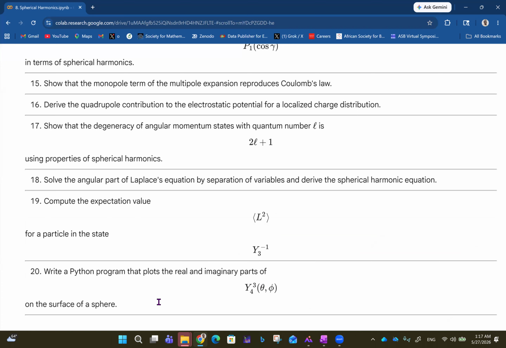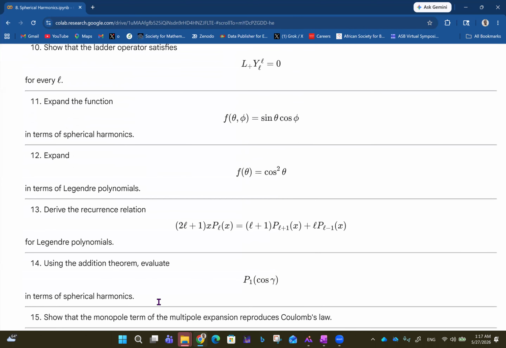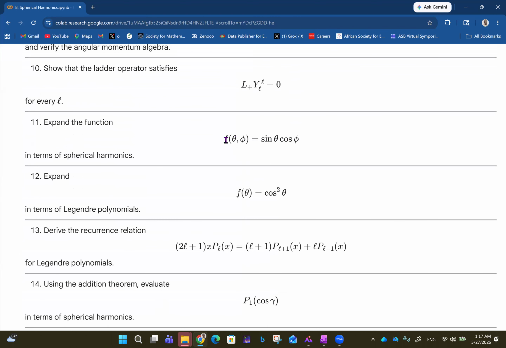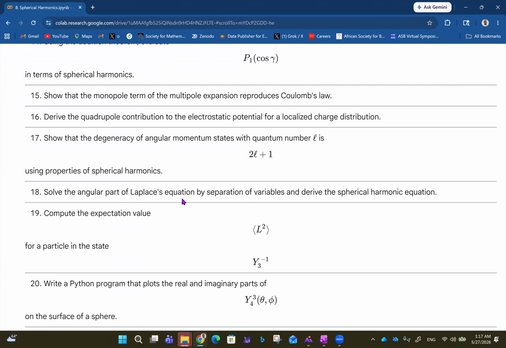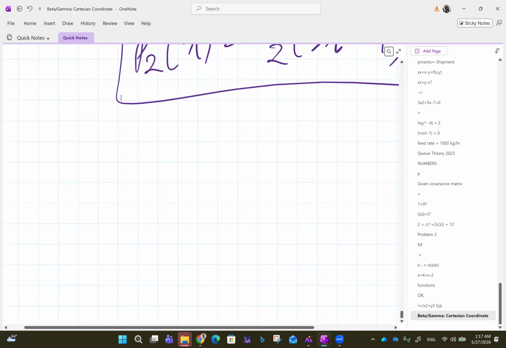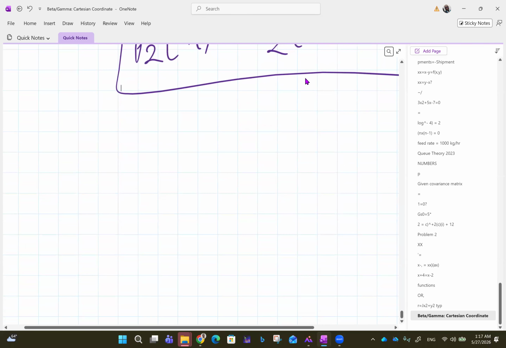Okay, so let's go ahead and deal with problems 11 and 18 here. Problem 11 says, expand the function f(θ, φ) equals sine θ cos φ in terms of spherical harmonics. That's problem 11. And for problem 18, we have to solve the angular part of Laplace's equation by separation of variables and derive the spherical harmonic equation. That's going to look like a big one, but let's see. Let's take it on. We've been doing that, so let's go.